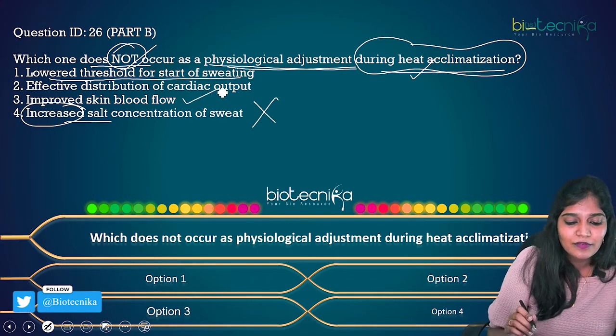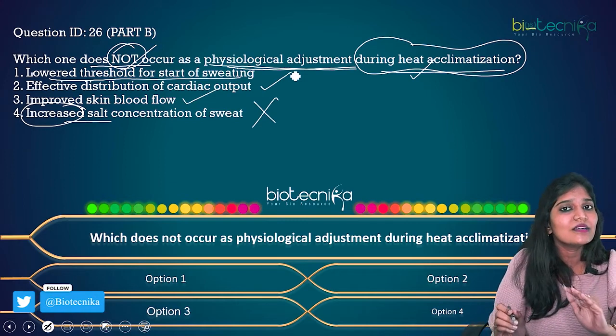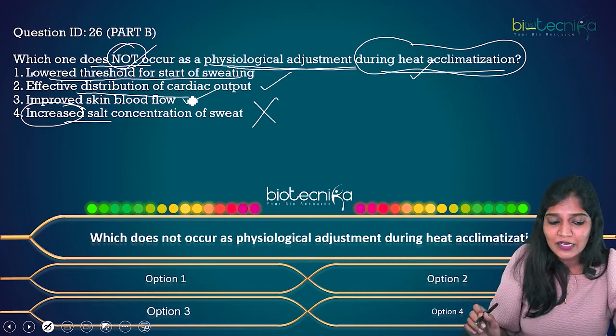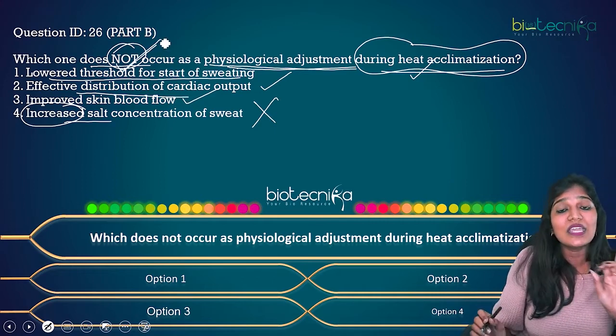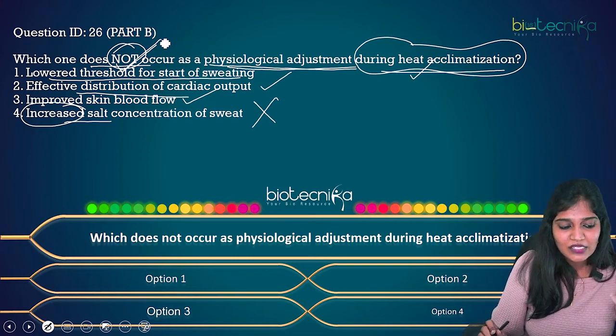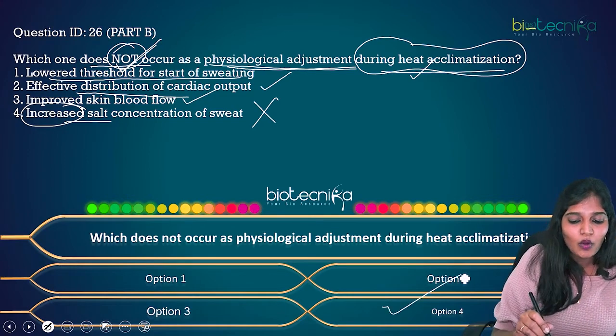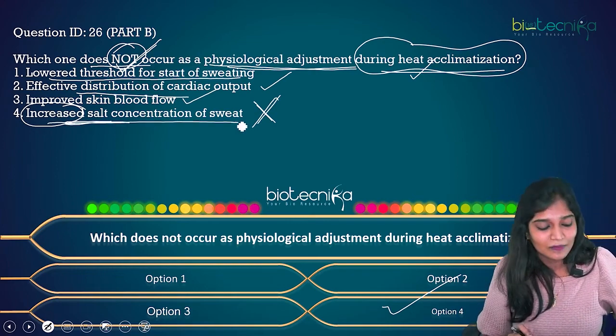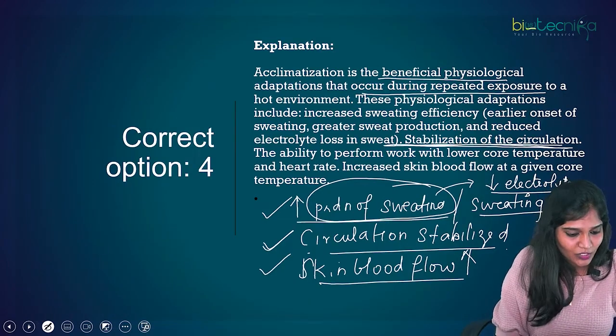Definitely it increases the blood flow and stabilizes the circulation of blood through the cardiac output. So effective distribution is also a correct statement, but they ask you to find out which is the incorrect statement, which does not occur as a physiological adjustment. So the answer for this question is definitely going to be option number 4, which is increased salt concentration of sweat. Let's see the next question.